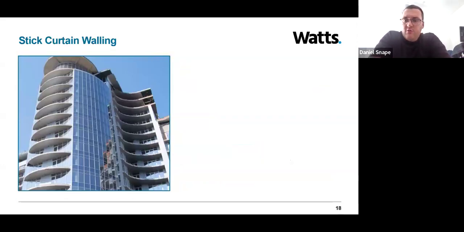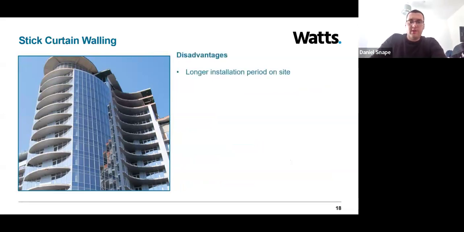So now that we've looked through some of the advantages, let's have a look at some of the disadvantages. Starting off with the installation period. Stick curtain walling has a longer installation period on site. As mentioned, the individual elements are constructed piece by piece, so it takes a lot longer to install once it arrives on site than a unitized system.